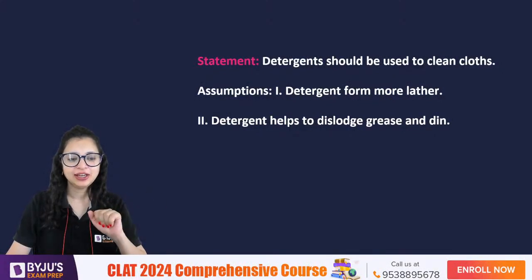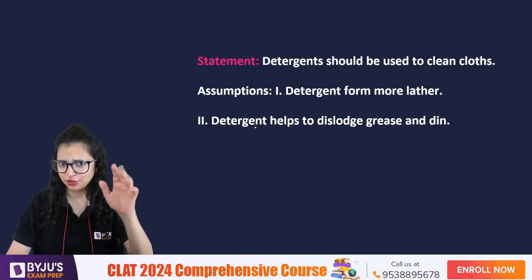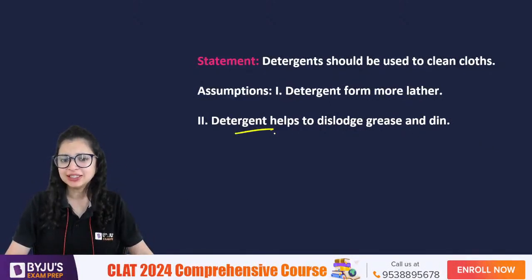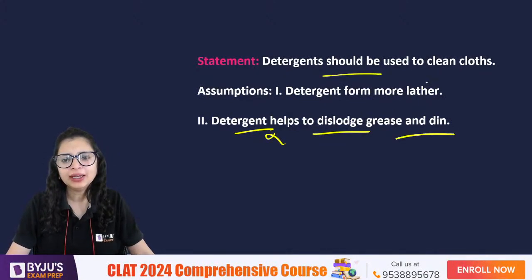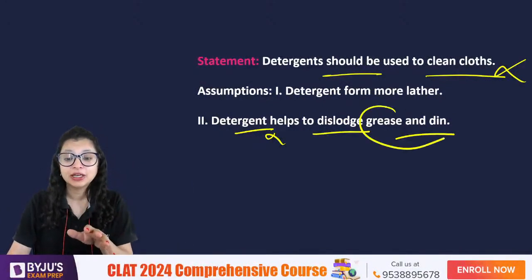A is incorrect. Let's come to the second one. If negation, okay? If the detergent doesn't help to dislodge grease and tin, how can it be used to clean clothes? No, it cannot be used to clean clothes. It is necessary that it helps.